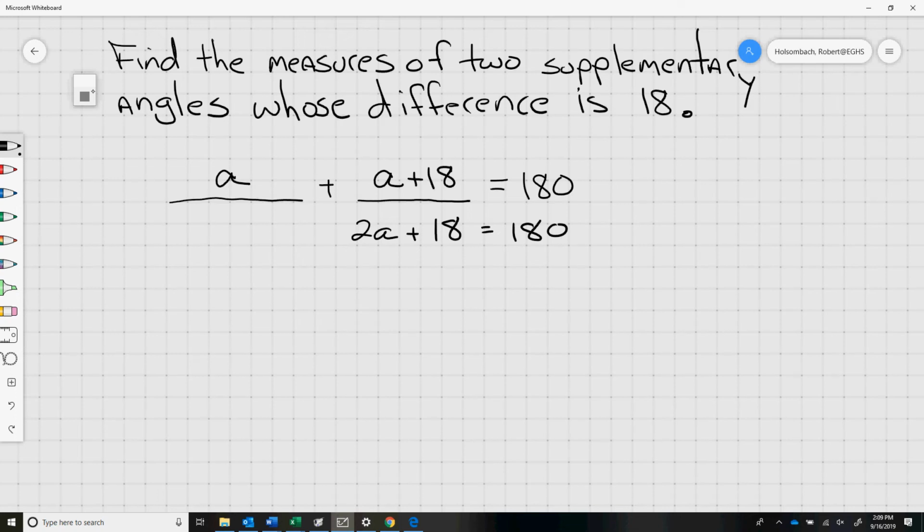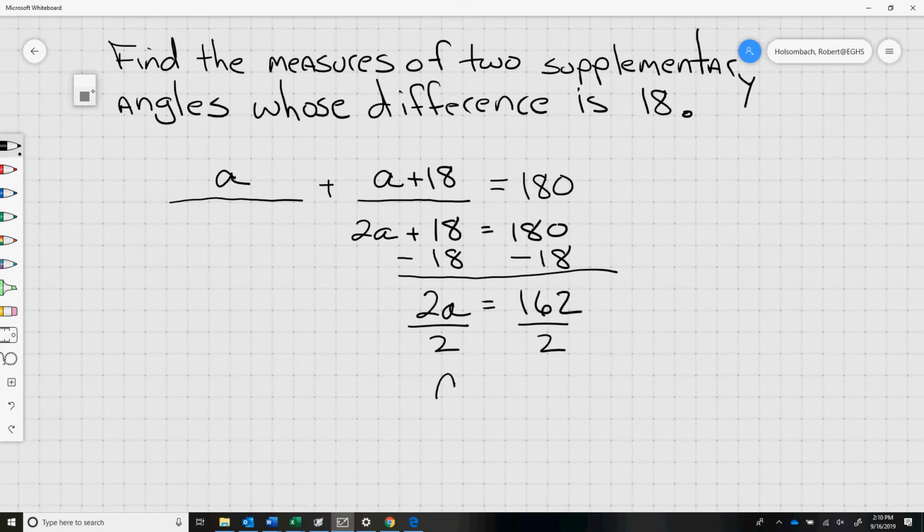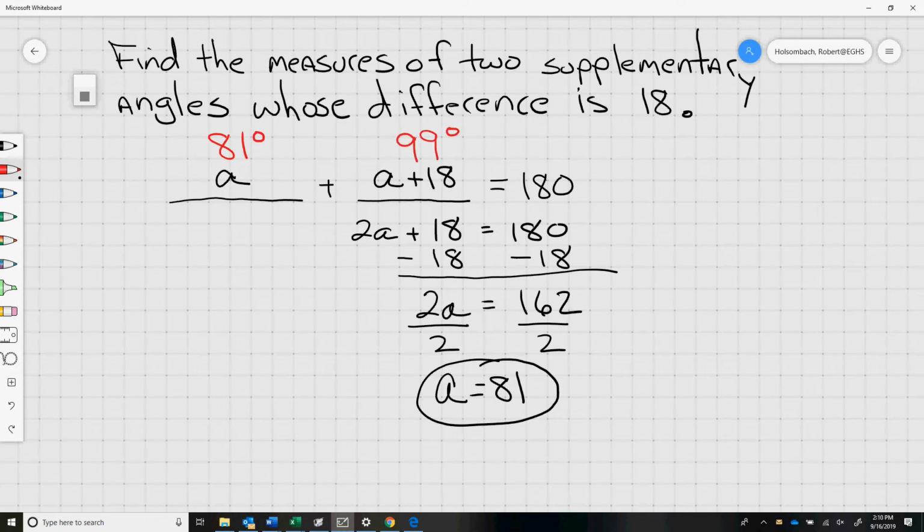And you can subtract 18 from each side, and your 2A equals 162. And you can divide by 2, so your A equals 81. If A is equal to 81, there's one of your angles, 81 degrees. And then if you take 18 and add it to 81, it gives you the other angle, which is 99 degrees. Does that make sense to everybody?